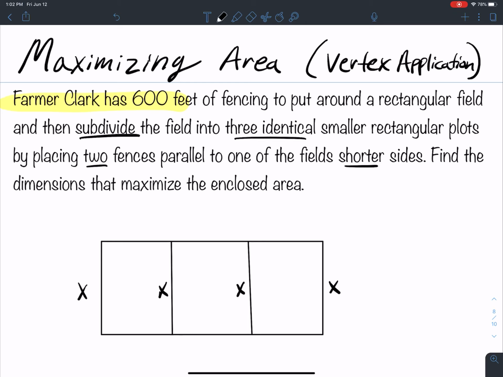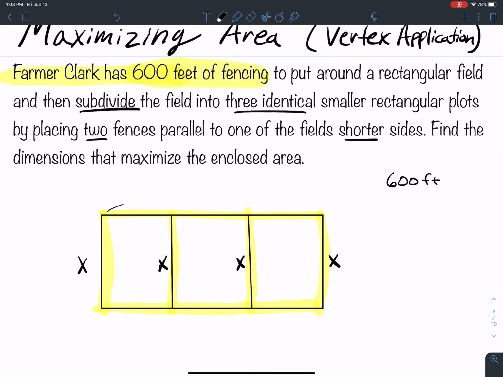Now, I know that if I add up all these sides here, all those sides need to add up to the 600 feet of fencing. So I've got to figure out how long this side here is. Is it equal to X? No, it's not the same length as that, so we need to call it something different. Let's call it Y. If that's Y, then this side over here is Y.